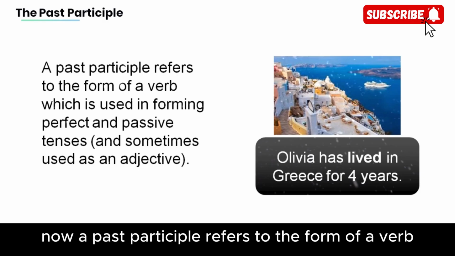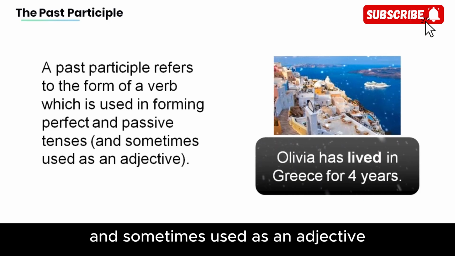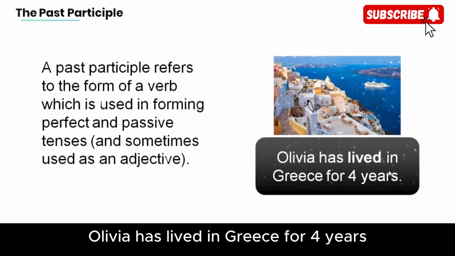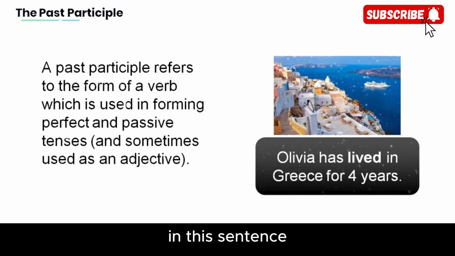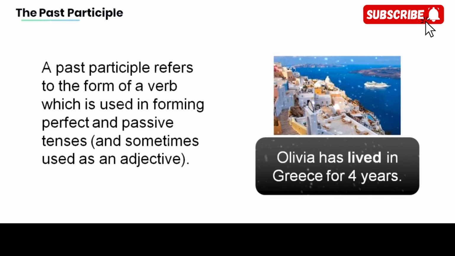Now, a past participle refers to the form of a verb which is used in forming perfect and passive tenses, and sometimes used as an adjective. Now, have a look at the sentence over here. Olivia has lived in Greece for 4 years. In this sentence, the past participle is used to form the perfect tense, has lived.